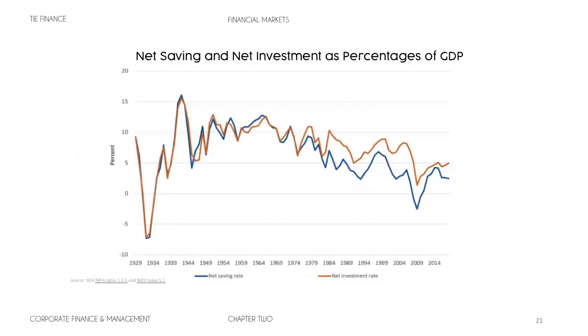And here is the net savings and net investment as a percentage of GDP as well. This is the proportion that people are saving and investing, so it's declining since 1939. And well, this is everything.